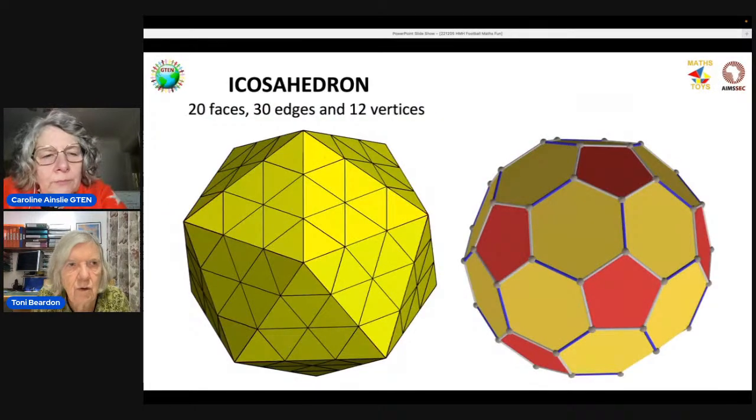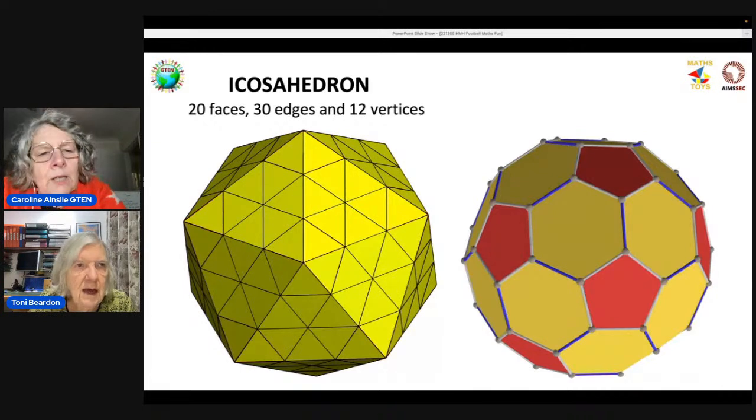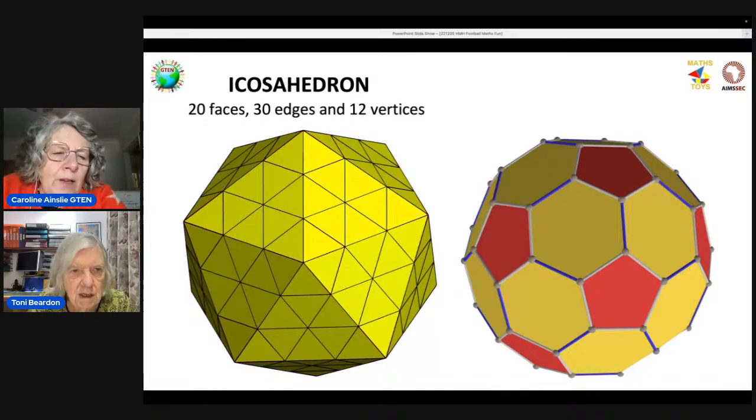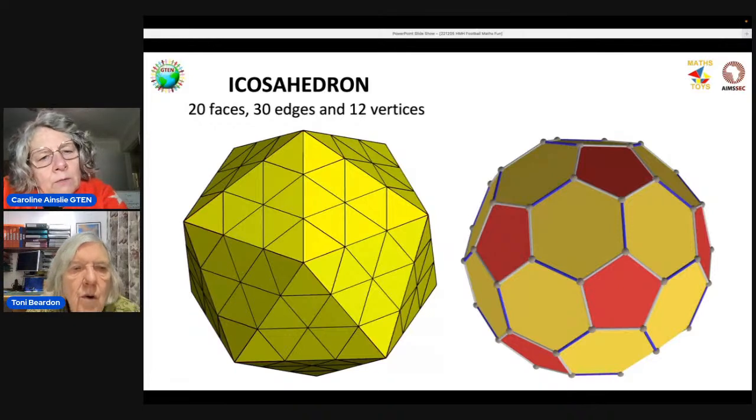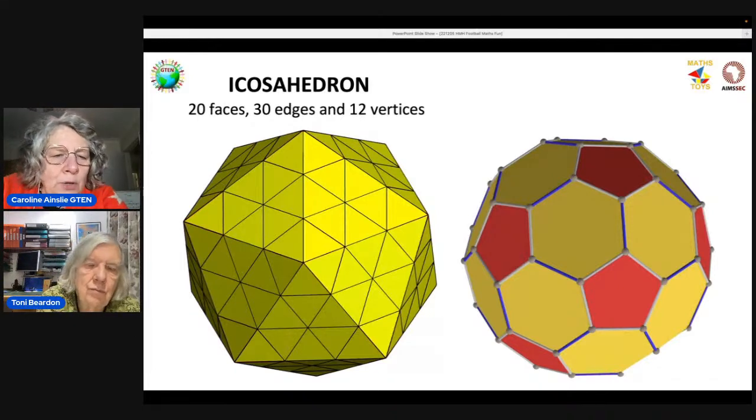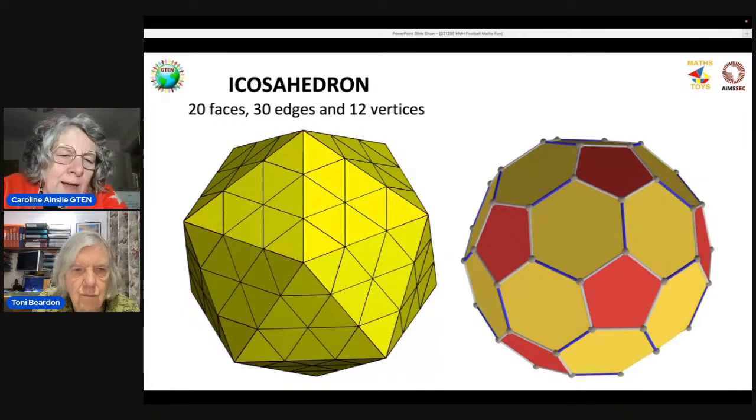So let's look at the icosahedron, and let's see what happens. Now, the icosahedron has got 20 faces. That's what the icos word means, 20. It's also got 30 edges and 12 vertices. So the icosahedron is the one on the left that's got lots and lots of triangles. It's got 9 triangles on every face. That's the icosahedron. It's made up of 20 triangles, right?